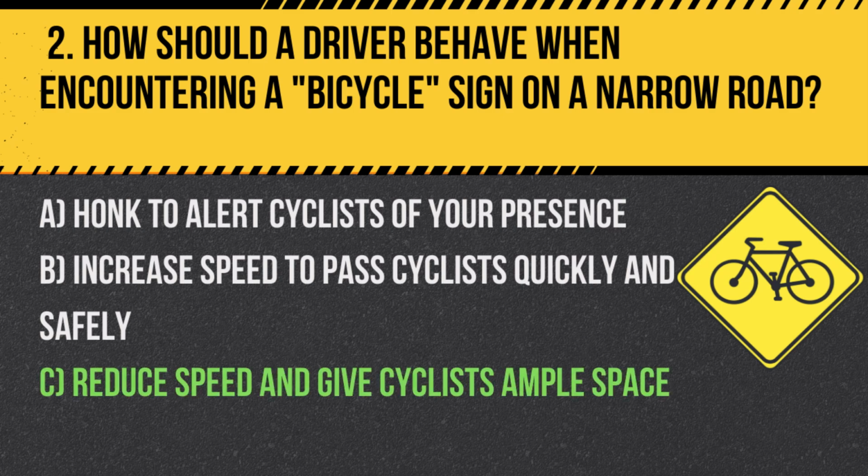Answer: C. Reduce speed and give cyclists ample space. A bicycle sign indicates the presence of cyclists. Drivers should slow down and ensure there is enough room to pass cyclists safely, especially on narrow roads.